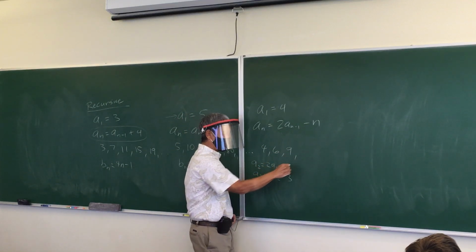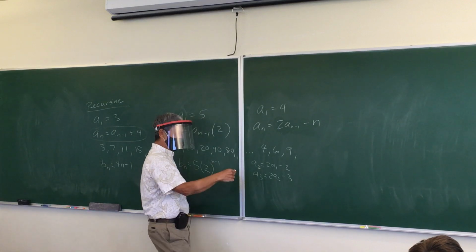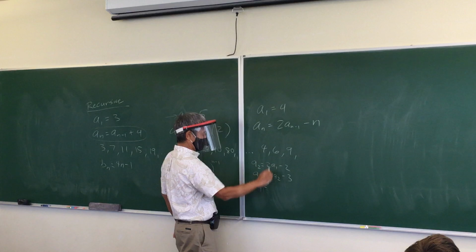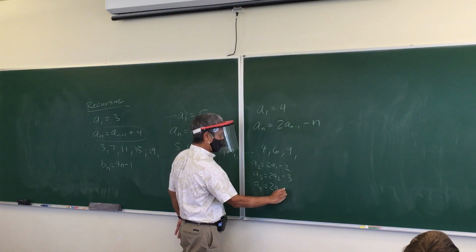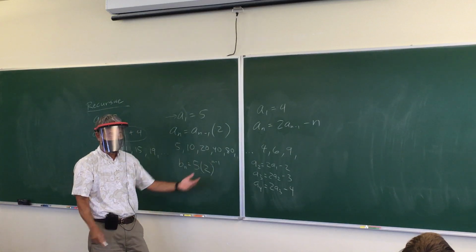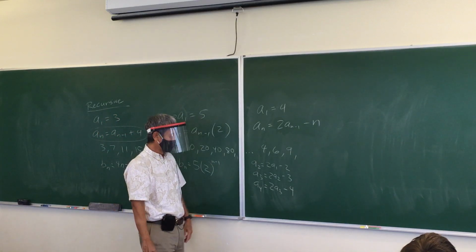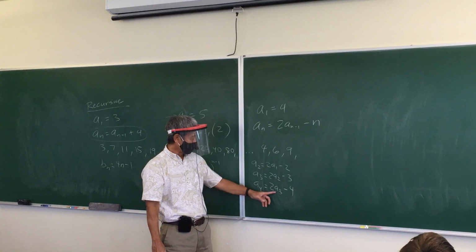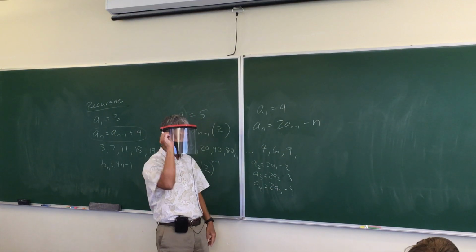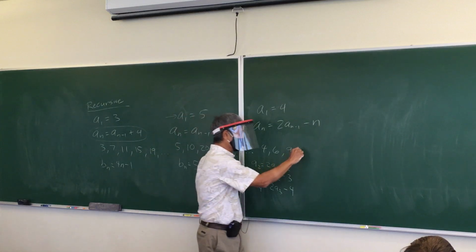9. So you just follow the instructions. If you want the fourth term, plug in 4. A sub 4 is equal to 2 a sub 3 minus 4. So simply plug in 4. It's like a function. Plug in 4 wherever you see n. So to get the fourth term, you have to look at the third term, which is this, multiply it by 2 and subtract 4. 14.